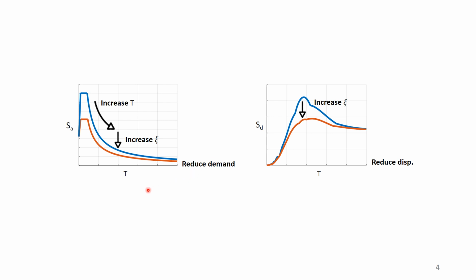So how does the isolation system work? You can see from the spectral acceleration that the period will increase and the damping ratio will increase too, and the demand will be reduced. And also for the displacement spectrum, the displacement response will be decreased by the increasing damping ratio. And thus by these methods, the goal of retrofitting can be reached.